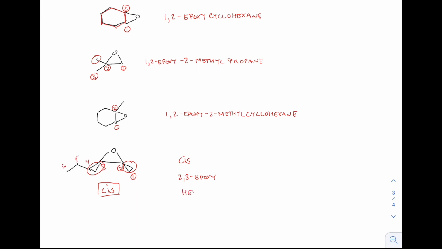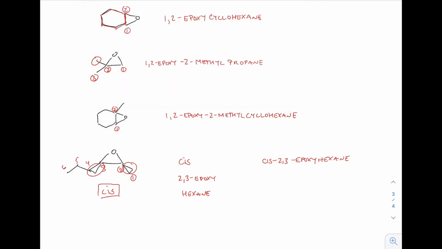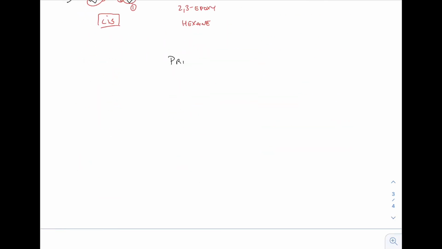Now, if we number all the way across, we see that we have a hexane. So I wrote cis first, then we have a 2,3 epoxy, and then we have a hexane for our parent. And now we can jam all those together to give us our total name, which is just in that order, but sometimes you might have to combine things together. You've seen me do this before. It's a cis 2,3 epoxy hexane.